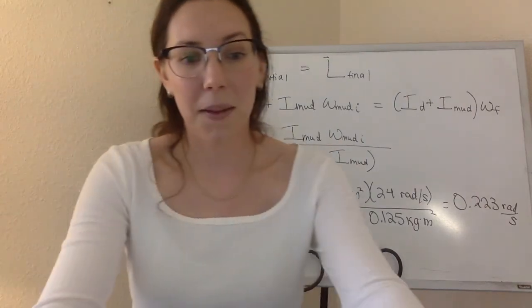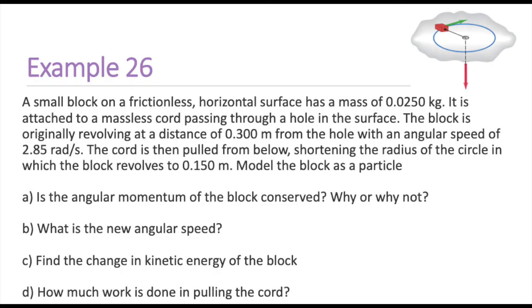Okay, one more example. Example 26. A small block on a frictionless horizontal surface has a mass of 0.0250 kilograms. It is attached to a massless cord passing through a hole in the surface. The block is originally revolving at a distance of 0.3 meters from the hole with an angular speed of 2.85 radians per second. The cord is then pulled from below, shortening the radius of the circle in which the block revolves to 0.150 meters. Model the block as a particle.